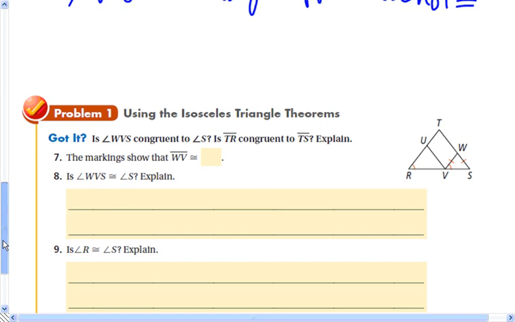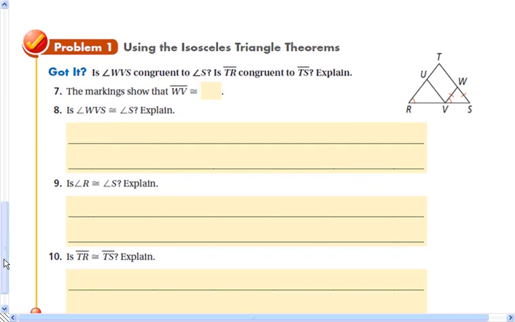All right. So here's problem one. Go ahead and pause if you want to try and do it, and then check your answers.